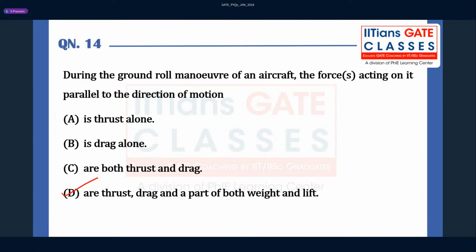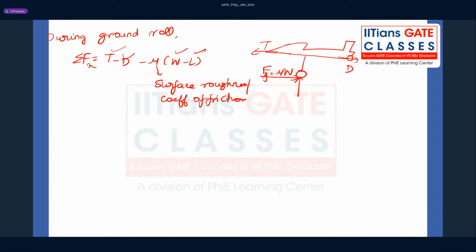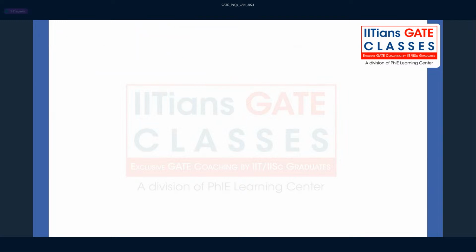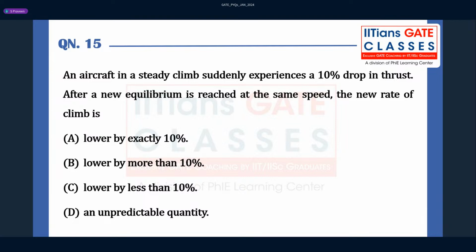Let's go to the next question. This is also done, and I hope you don't have any doubts in this. So thrust, drag, and weight minus lift. Right? Okay. So having said that, let's do this problem. An aircraft in a steady climb suddenly experiences a 10% drop in thrust. After a new equilibrium is reached at the same speed, the new rate of climb is: we have four options: lower by exactly 10%, lower by more than 10%, lower by less than 10%, and unpredictable quantity. Okay, so let's do this.